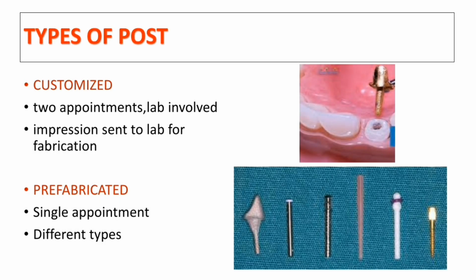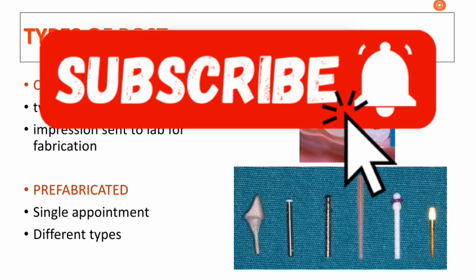Now we'll talk about the types. We already know when we should provide post and core, when we should not, what the purpose is, and why we are providing a post and core. There are different types: customized and prefabricated. What do we mean by customized? Customized means they are not ready-made. They are fabricated in the lab, so there are 2 appointments. In the first appointment, the impression is taken and sent to the lab for fabrication, and the second appointment is placement.